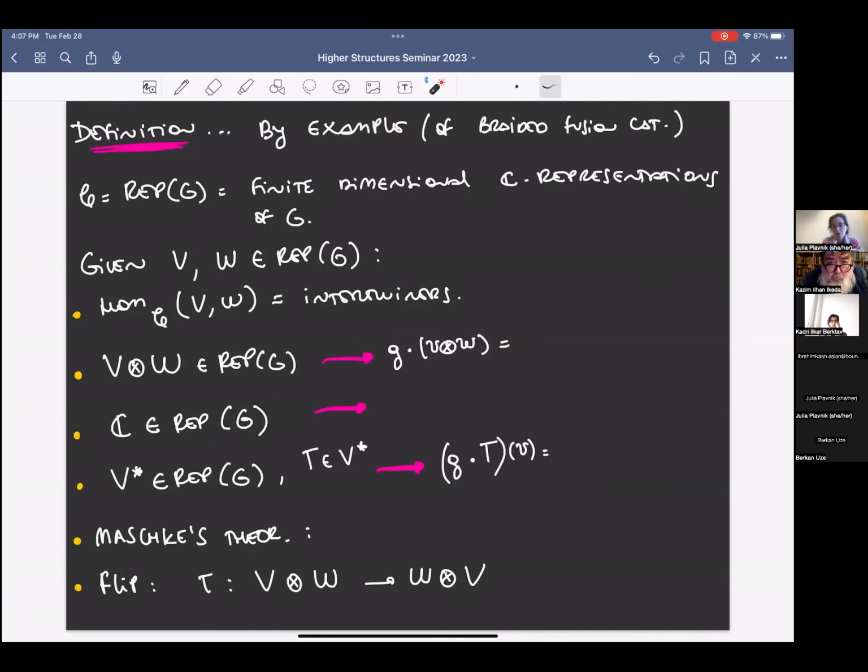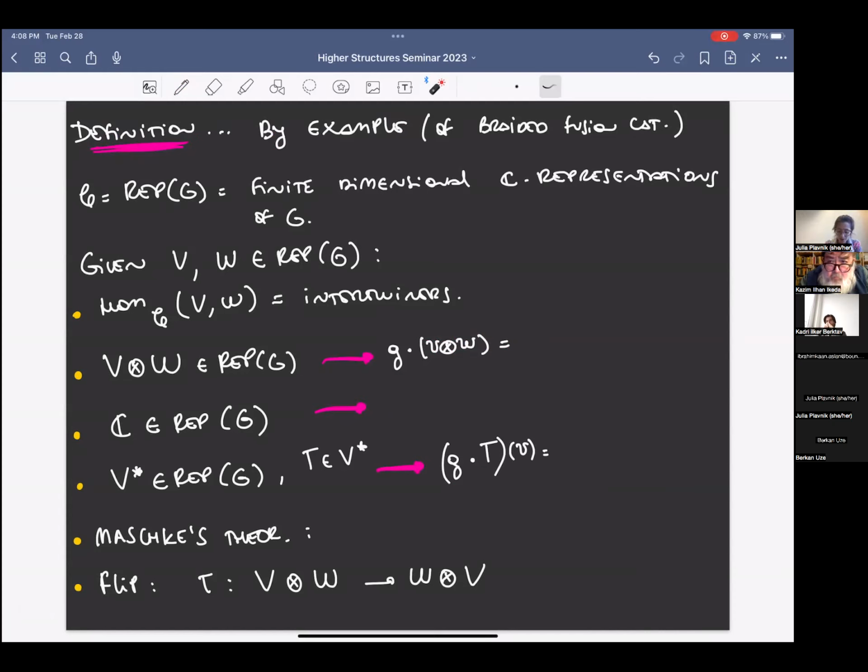So what I want to do next is give you the definition of a braided fusion category. And I want to do it by an example. After looking at this example, we can write the explicit definition. If this is too boring because you already know this, let me know and I can go faster.